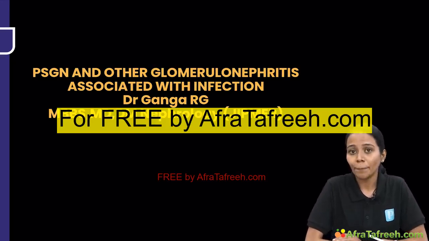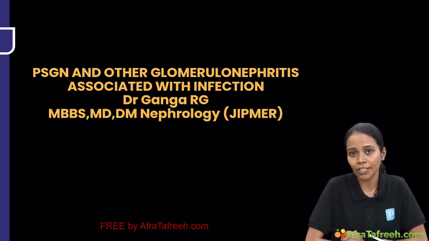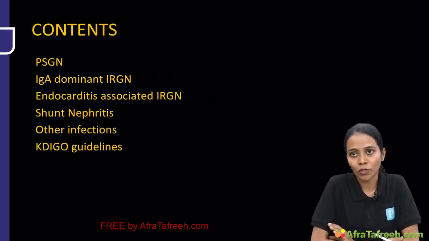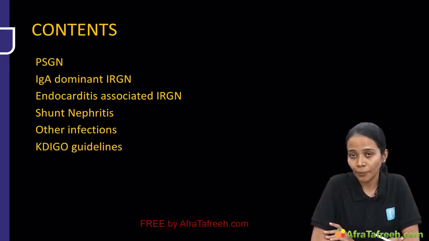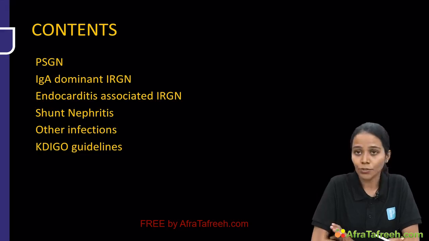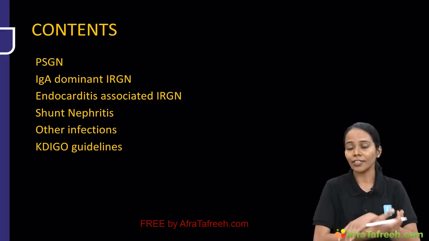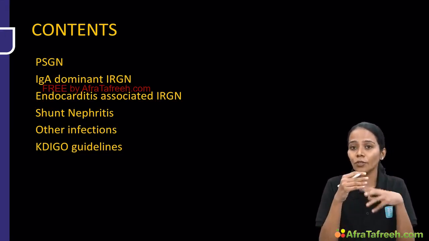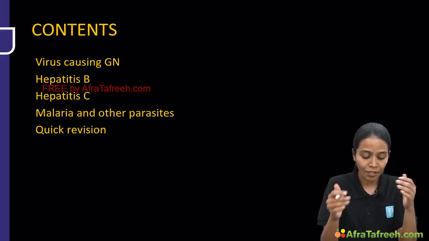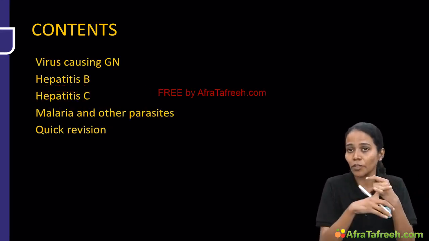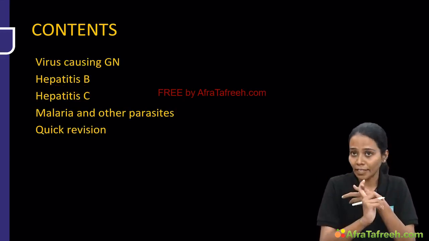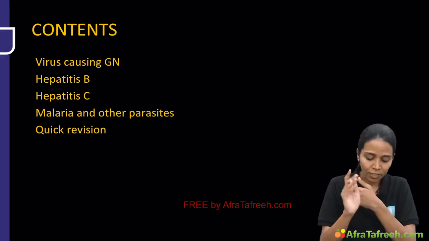Today let us learn about PSGN and other infection-related glomerulonephritis. Now this topic will be dealt under the following headings. First we are going to learn about PSGN, then IgA dominant IRGN, endocarditis associated IRGN, shunt nephritis, other infections, other bacterial infections. Then we are going to see the KDIGO guidelines. Then we are going to see the viruses causing glomerulonephritis, especially hepatitis B and hepatitis C, and malaria and other parasites, and further quick revision.